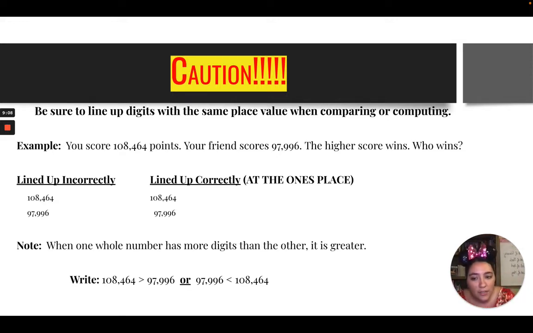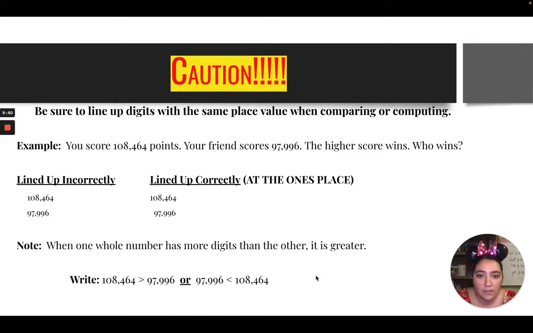Lined up incorrectly, the 1 and the 9 are lined up. No. We want to line up correctly at the ones place, and we can see that the 6 and the 4 are lined up as they should be. So when one whole number has more digits than the other, it's greater. Make that your rule to memorize. There's a couple rules in math that we just always memorize. This is one. If one has more digits, it's bigger. So it's greater than that.